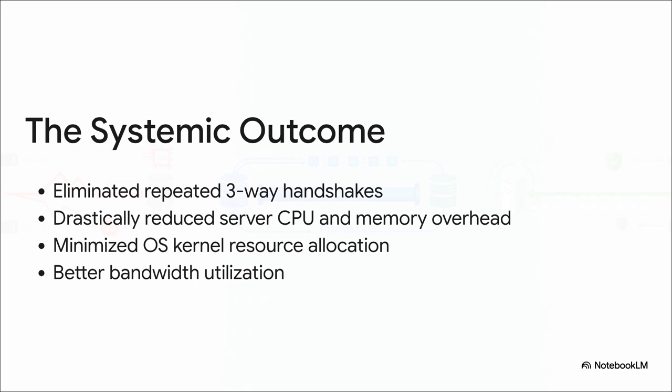By shifting to persistent connections, we entirely eliminated those deeply repetitive three-way handshakes. We drastically reduced server CPU and memory overhead. The operating system kernel was finally freed from the suffocating need to constantly allocate and deallocate resources for thousands of new sockets every single second. And we achieved vastly better, smoother bandwidth utilization. This singular paradigm shift is quite literally what allowed the modern media-rich web to actually function globally without melting server farms to the ground.